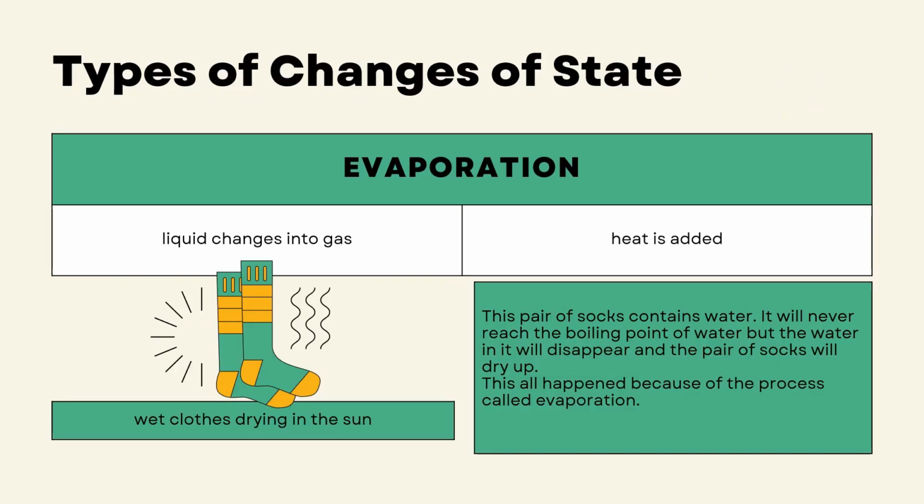Types of changes of state. The first one we are going to do is evaporation. In evaporation, a liquid changes into a gas when heat is added. For example, wet clothes drying in the sun.